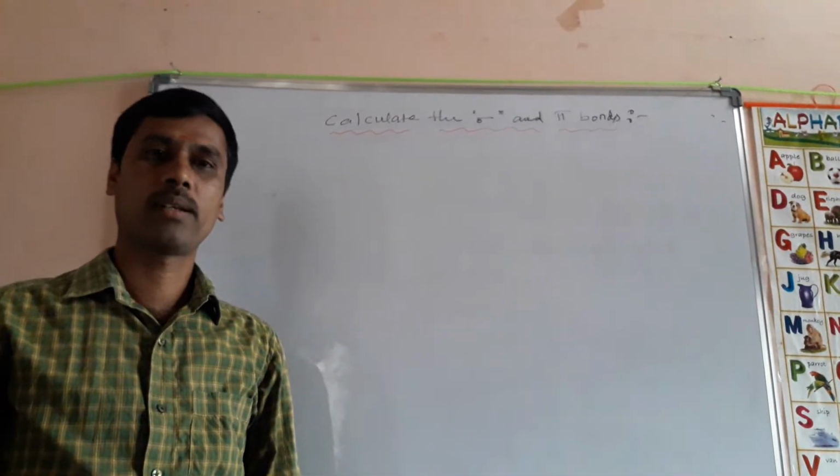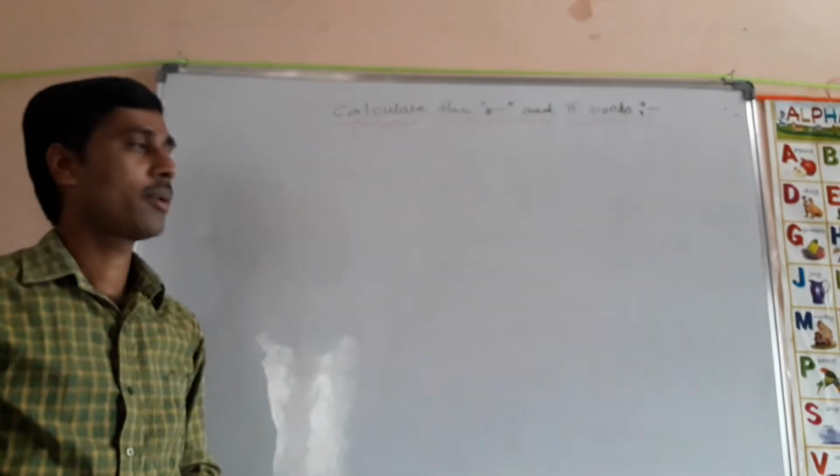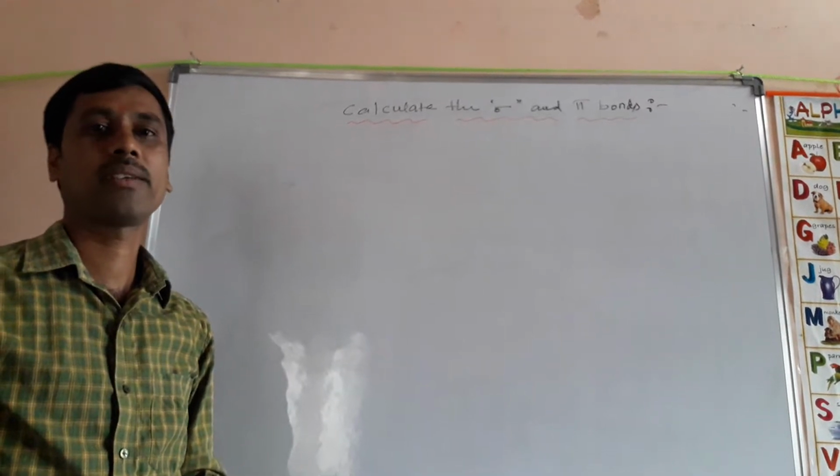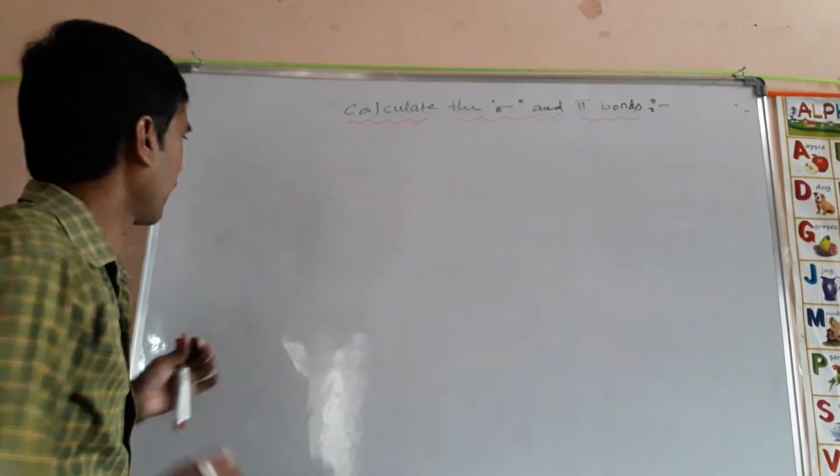Welcome to the YouTube channel. Today we are discussing how to calculate the sigma and pi bonds. How to calculate the sigma and pi bonds in a molecule? We are using a simple formula. That is the number of sigma bonds.